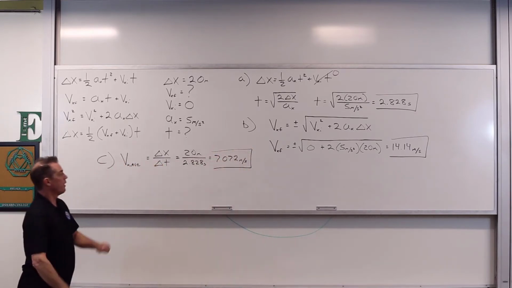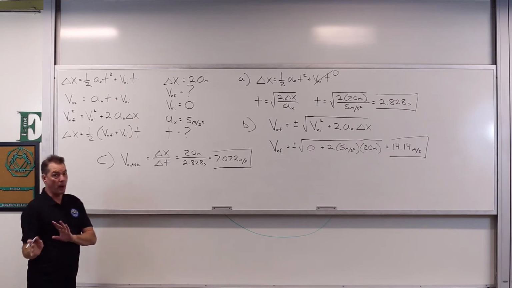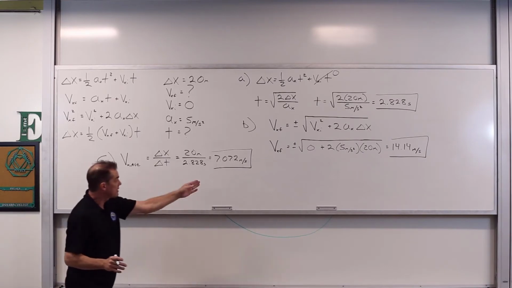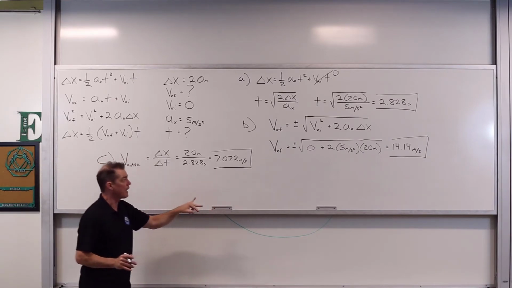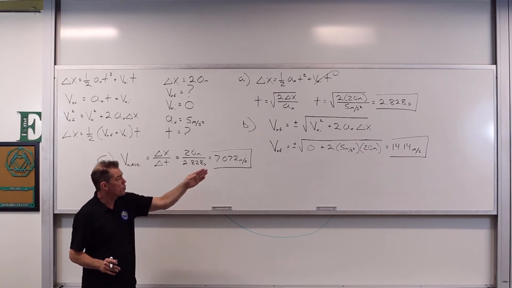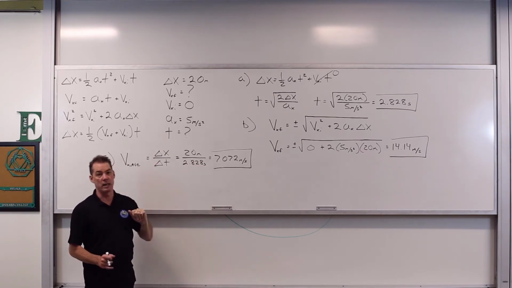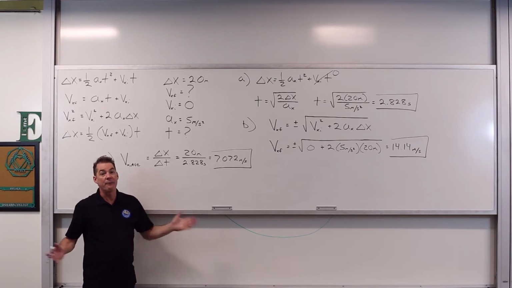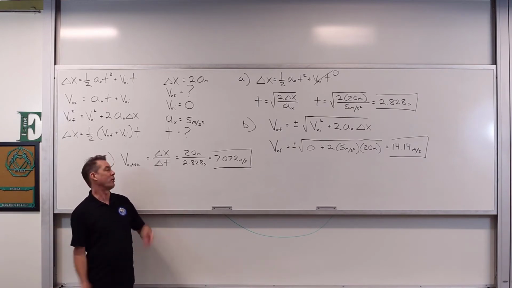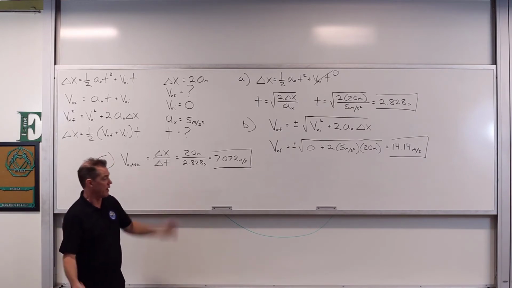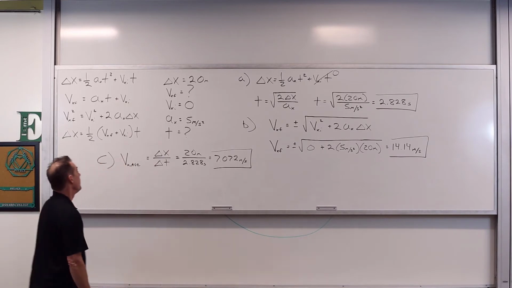We got ourselves the average velocity. So if we traveled at a constant rate of 7.072 meters per second for 2.828 seconds, we would move 20 meters, if we moved at a constant rate. That's just the average value. On average, that's how fast we're moving.